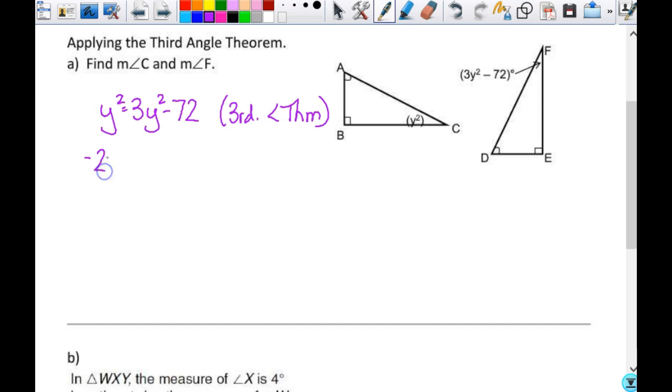So negative 2y squared equals negative 72. Do I take the square root right here? No, you don't have y by itself yet. So y is equal to 36. I'm sorry, y squared is equal to 36. So what is y equal to?